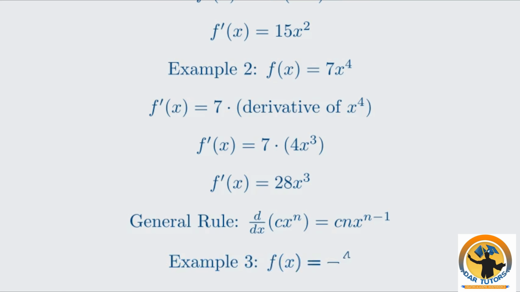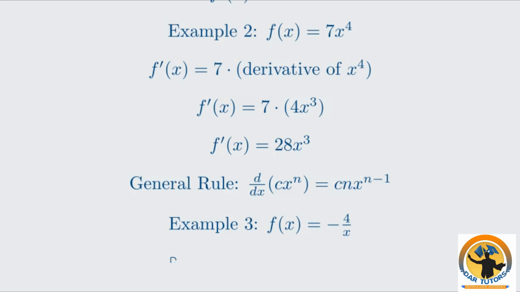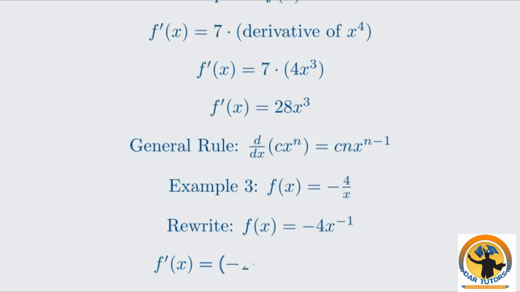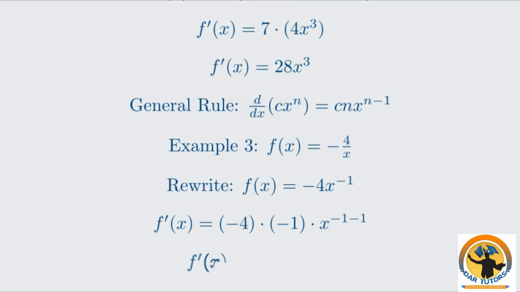Let's apply this to a term with a negative power. Differentiate f of x equals negative 4 over x. First, rewrite it as negative 4 times x to the power of negative 1. Here, c is negative 4 and n is negative 1. The derivative is negative 4 times negative 1 times x to the power of negative 1 minus 1. This gives us positive 4 times x to the power of negative 2, which is 4 over x squared.